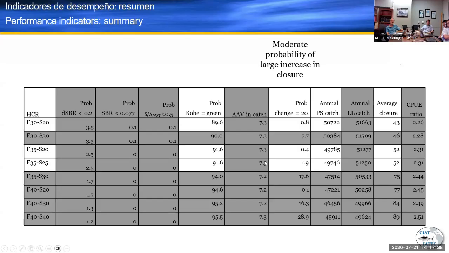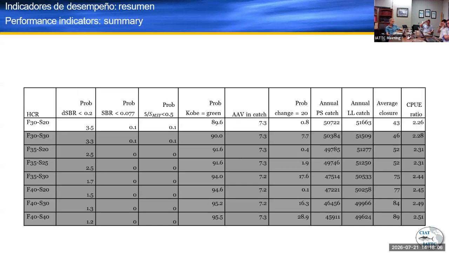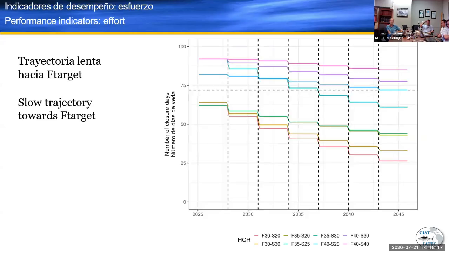This one here has a moderate probability that the change in closure days is 20 days, which in the past has shown to be a change that's probably too high. And so that leaves us with 3 harvest control rules that we considered met the management objectives. And then, as you can see here, this is the one we're proposing, which generally has the same performance as the other 2, except the closure days is generally lower. Okay.